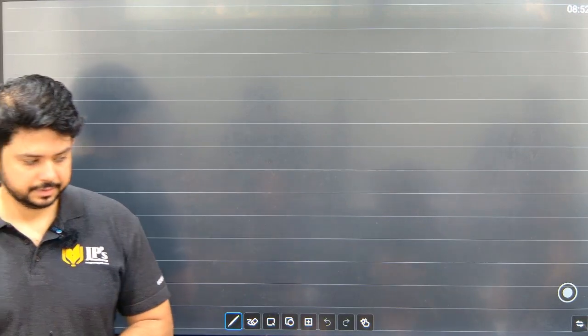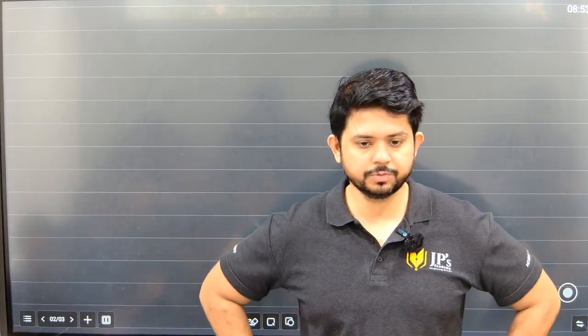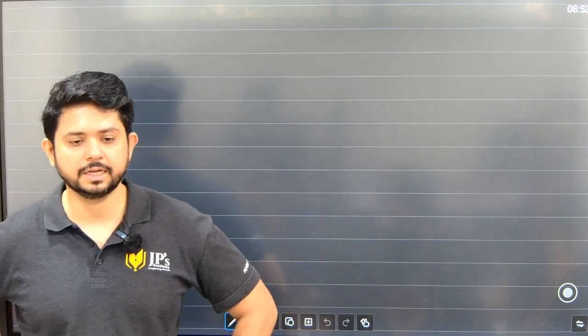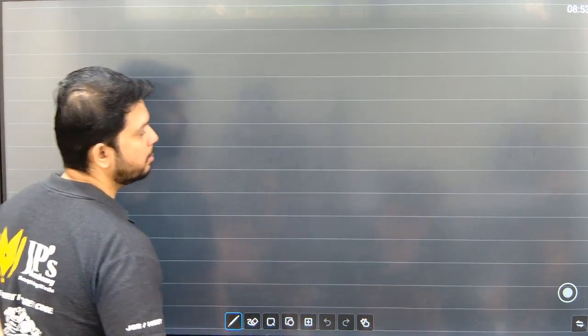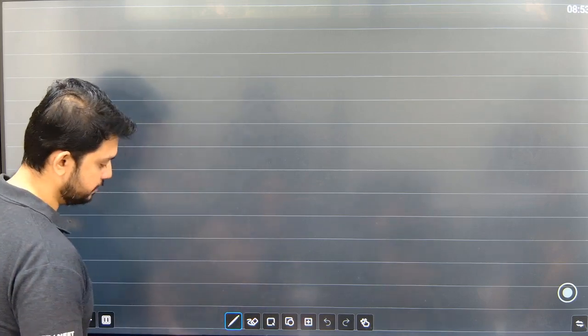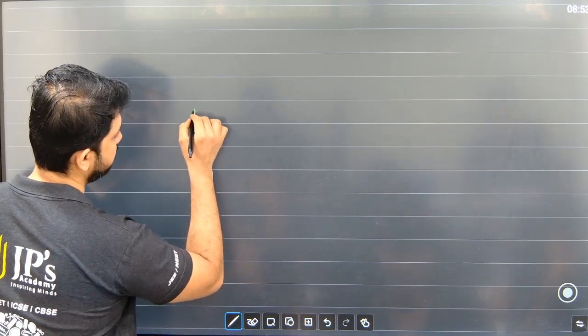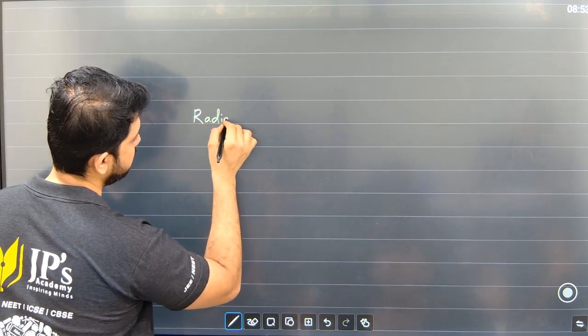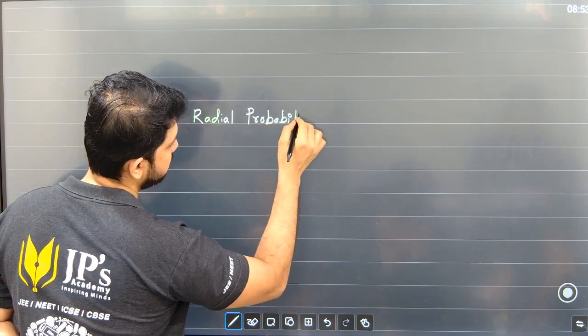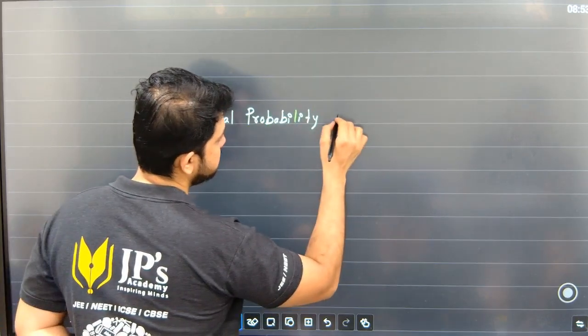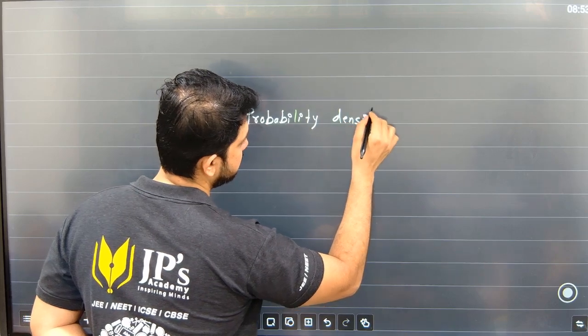Let's continue, people. Last class we stopped at what were nodes. So nodes were, people, regions in space where the probability to find an electron is 0. Now, carrying that same concept forward, what we have to do is plot something called radial probability density curves. I repeat, what we have to plot is radial probability density curves.